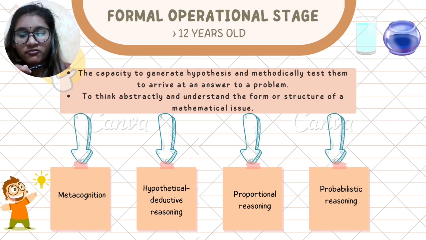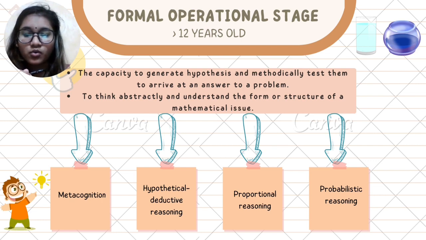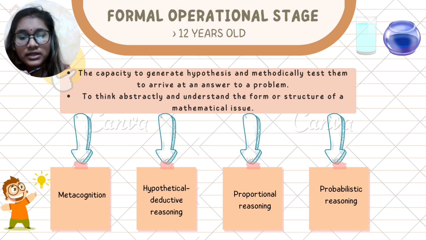There are 4 categories of formal operational thought, which are metacognition, hypothetical deductive reasoning, propositional reasoning, and probabilistic reasoning. Metacognition is our ability to think about our own thought processes. Hypothetical deductive reasoning is about thought that evolves into the ability to ponder hypothetical situations, while propositional reasoning is the ability to compare a range of numbers or ratios. And the last one, probabilistic reasoning, is the ability to use probabilities to predict likely outcomes.